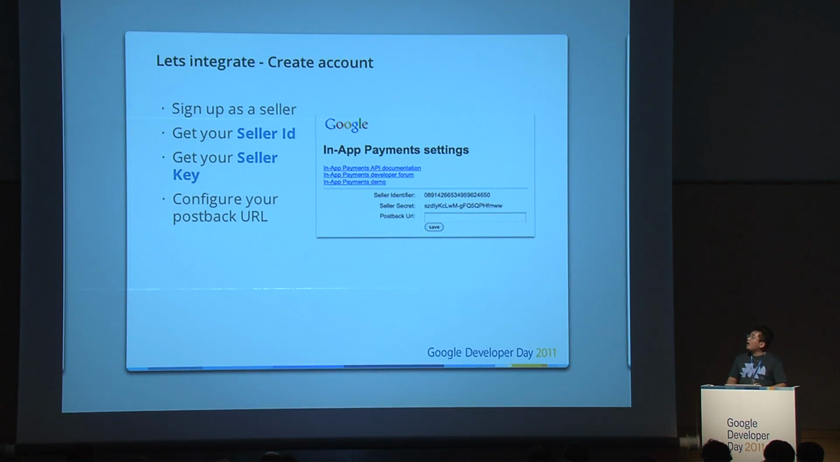So how do we integrate that? Let's get started. The first thing that you need to do is sign up as a seller, and you can do this at google.com/payments. So once you've signed up, there's a few things you need to copy down. You need to copy down your seller ID and your seller secret/key. These 2 bits of information here. And if you know the postback URL that you're going to be using, you can define it now.